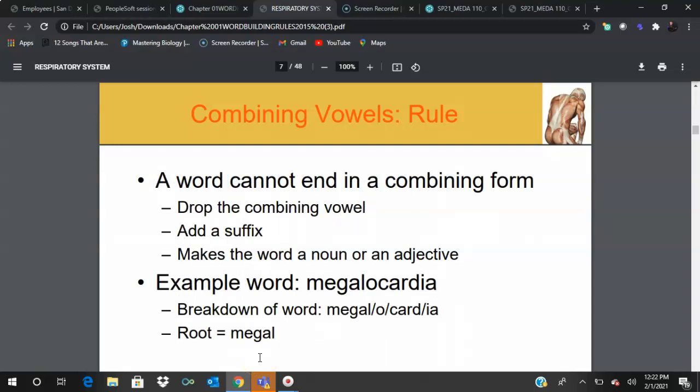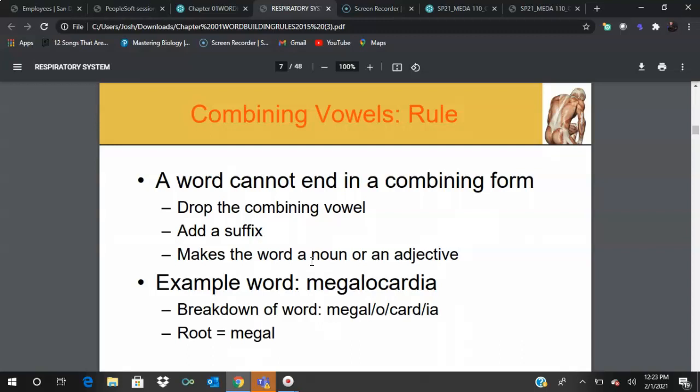Another important rule is that a word can't end in a combining form, okay? You can't end something in a combining form. The end of a word is called a suffix, and all words are going to have a suffix at the end of them. You can't leave that combining form by itself. Sometimes when you add that suffix, it makes that word either a noun or an adjective. Remember, a noun is a person, place, or thing, and an adjective is something that describes something, okay?